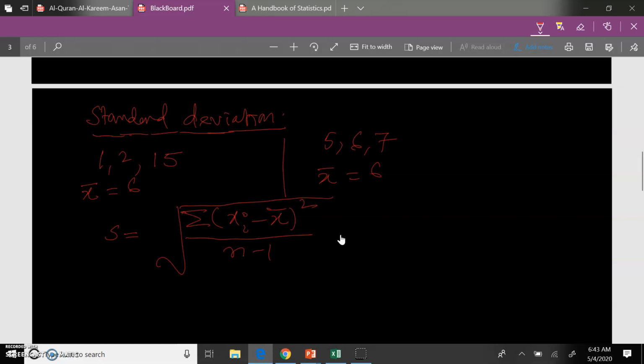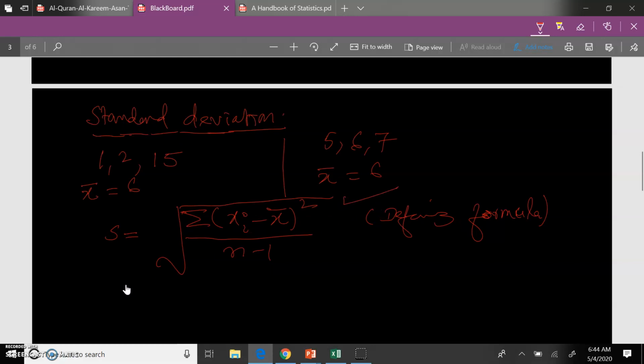But this formula is called the defining formula. There is another formula which is called the computing formula. This formula is called the defining formula. It helps us in understanding the definition of the standard deviation. But the good thing is that I'm not going to ask you to compute the standard deviation using this formula. Rather, I'm going to ask you to use Excel.